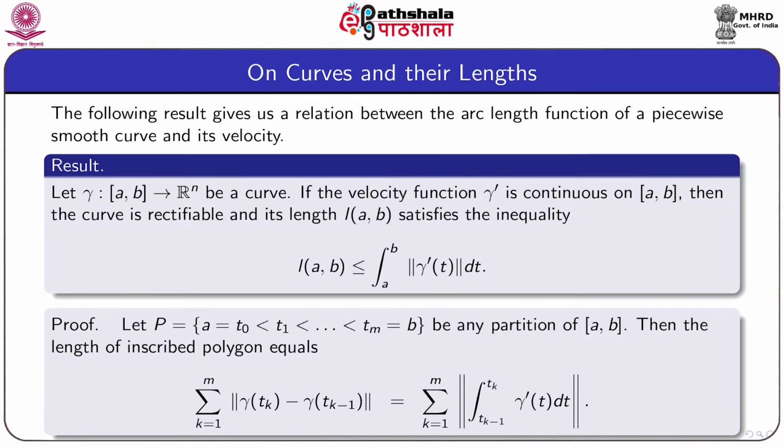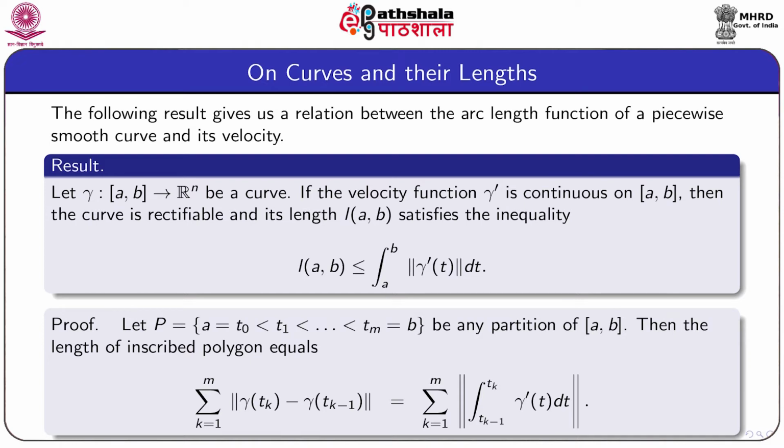Now a natural question is, if some curve is rectifiable, how to measure its arc length? We are trying to give an answer to this question. The following result gives us a relation between the arc length function of a piecewise smooth curve and its velocity. Result: let gamma from the bounded closed interval [a,b] to R^n be a curve. If the velocity function gamma dash is continuous on this interval [a,b], then the curve is rectifiable.